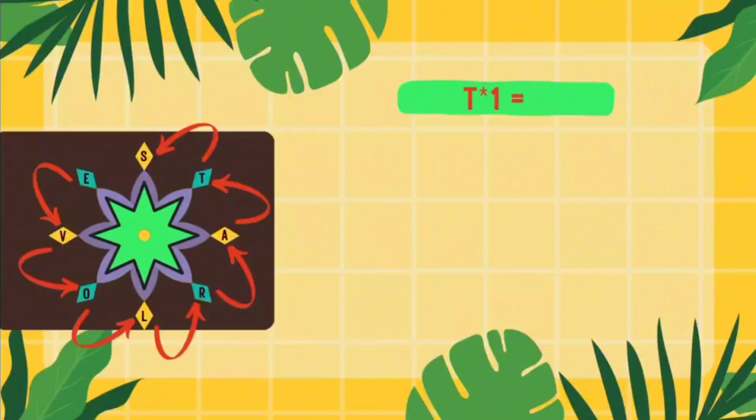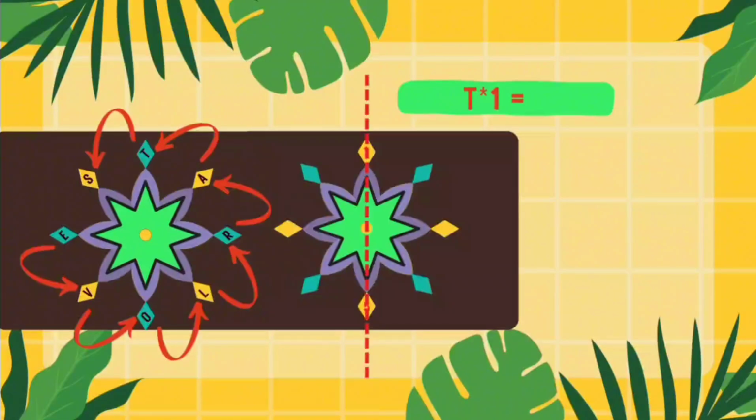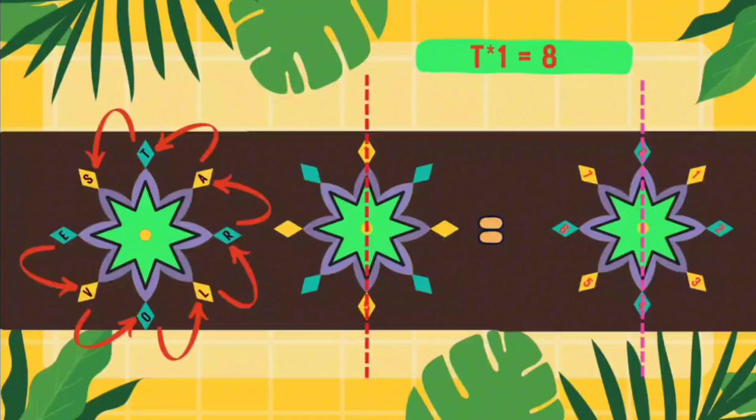So we have here T star 1. The movement of T is rotate it 45 degrees counterclockwise. So we are going to rotate it 45 degrees counterclockwise. And the movement of 1 is flip the model vertically. As you can see, there is a line. So that will be the flip. So T star 1 is equal to 8.